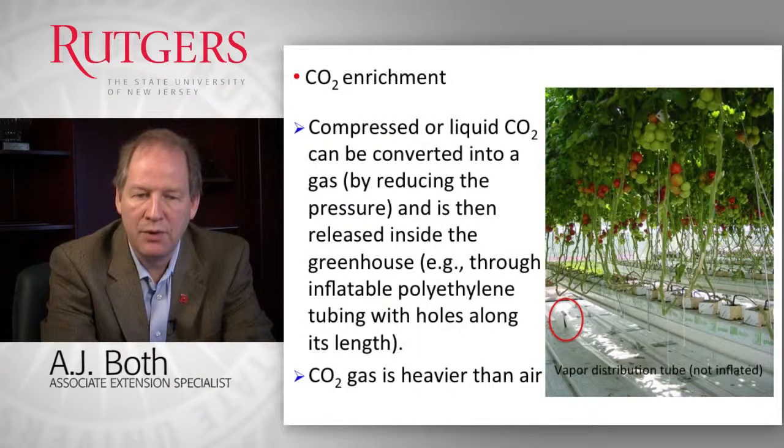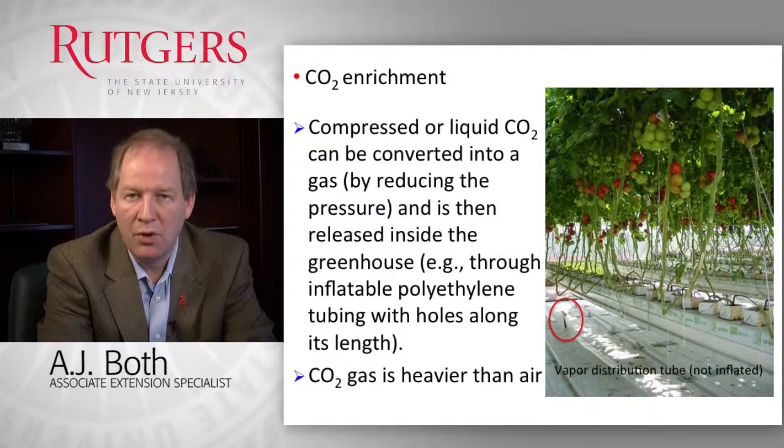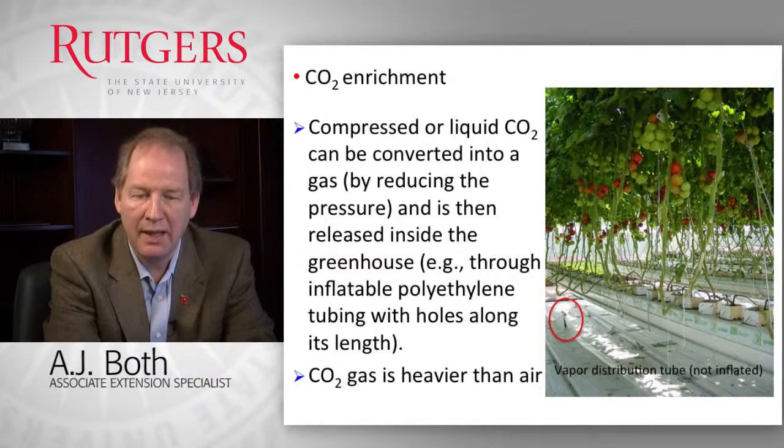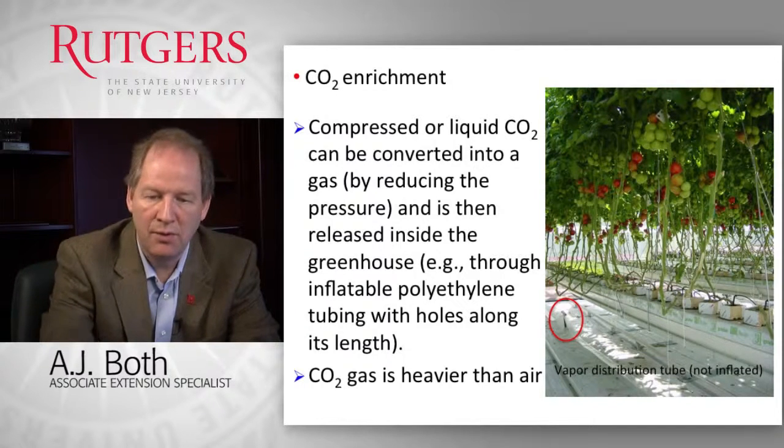So if we use compressed or liquid CO2, which are one of the most typical systems, then we can convert that into a gas by releasing the pressure, and then we typically have a distribution system installed in the greenhouse. Very often there are small inflatable polyethylene tubes with little holes along the length of the tubes that we use to distribute that gas throughout the greenhouse environment. Sometimes you see those tubes either inflated or not, depending on whether CO2 is being added or not in the greenhouse operation. One thing you have to remember is that CO2 gas is a little heavier than air, and so it tends to settle down to the bottom of the greenhouse environment. So sometimes we use fans, like horizontal airflow fans, to mix the greenhouse environment to make sure that the CO2 is evenly distributed throughout the environment.